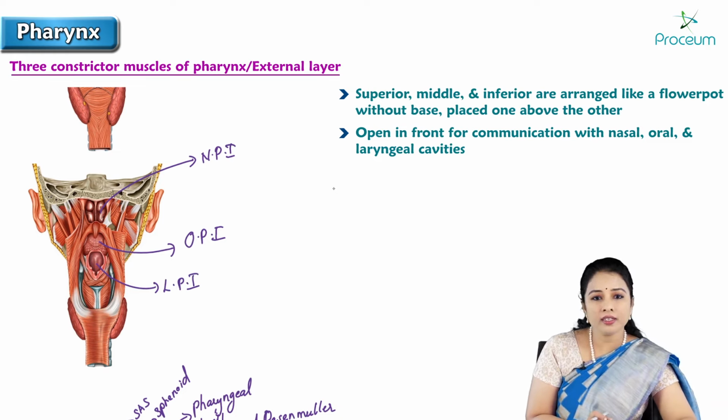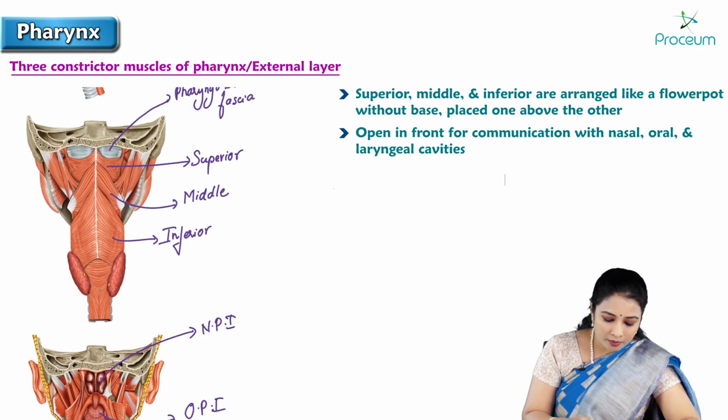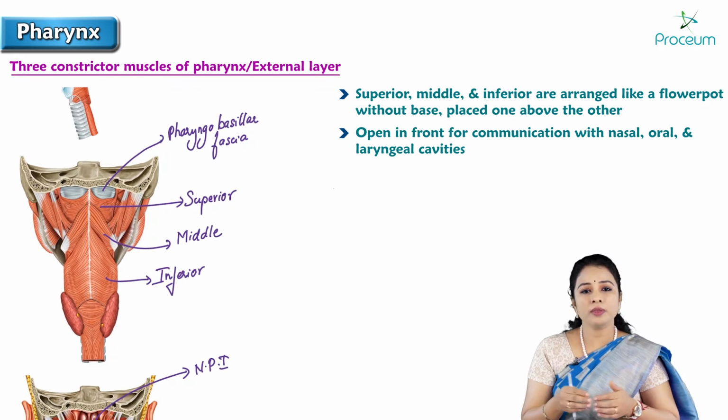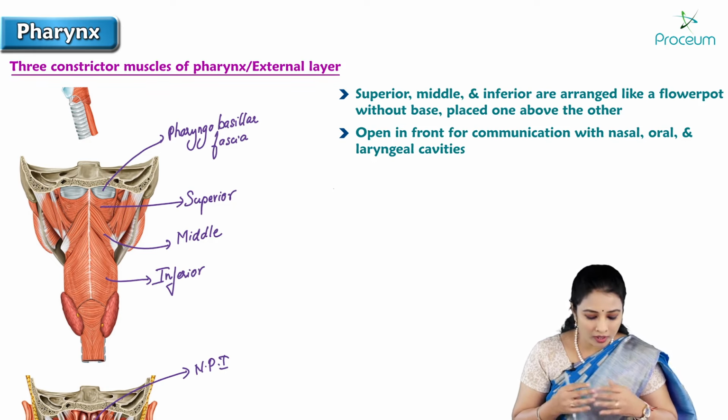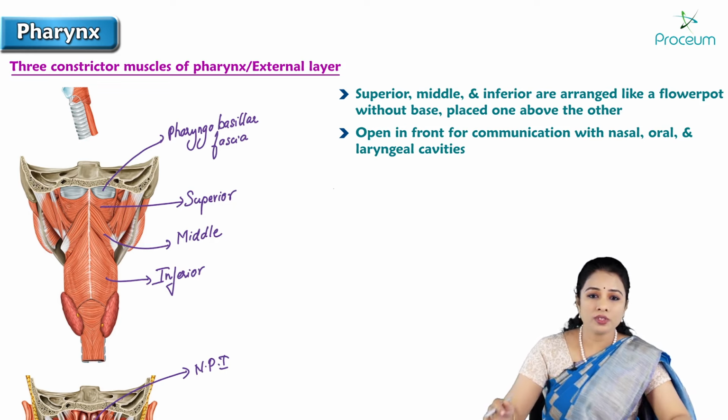So anteriorly it is like an open tube, and posteriorly all will approximate with each other and overlap one over the other like a flower pot, making it closed on the posterior aspect.